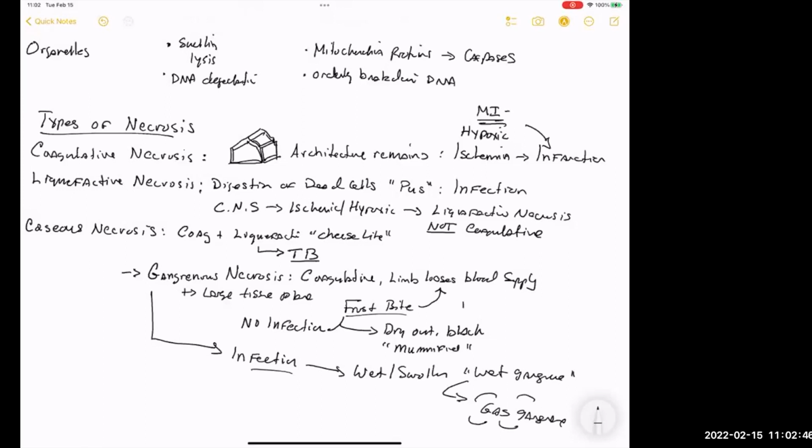Sometimes we can see this with diabetics. We know that chronically elevated blood sugar is very toxic to blood vessels, and they lose the blood supply to their distal tissues, and they can develop gangrene. Oftentimes, they will develop more of the wet type of gangrene, though, because there's often a bacterial infection involved with that. And so that's gangrenous necrosis. It is a special type of coagulative necrosis.